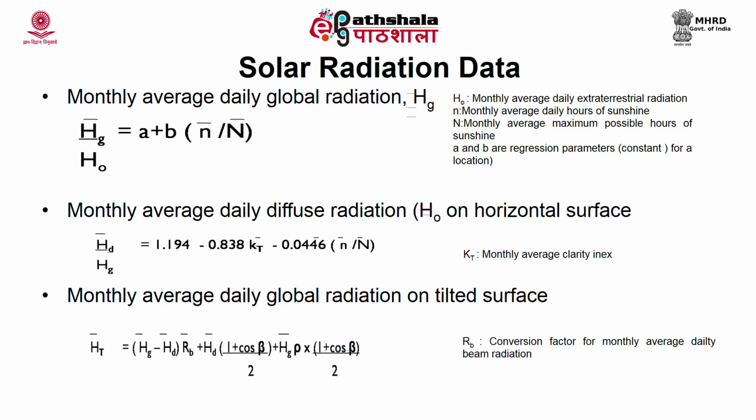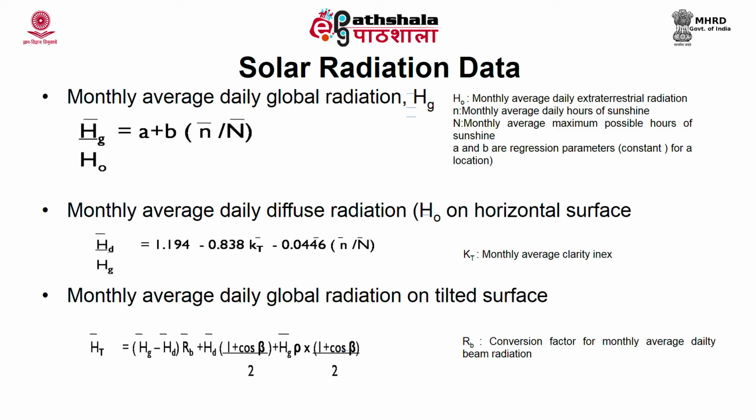So, the average daily global radiation Hg bar on horizontal surface depends on the monthly average of daily extraterrestrial radiation, that is H0 bar. According to the relation, Hg bar by H0 bar is equal to a plus b into n bar by capital N bar. n bar is the monthly average of sunshine hours per day at the location, and capital N bar is the monthly average of maximum possible hours per day at the location.